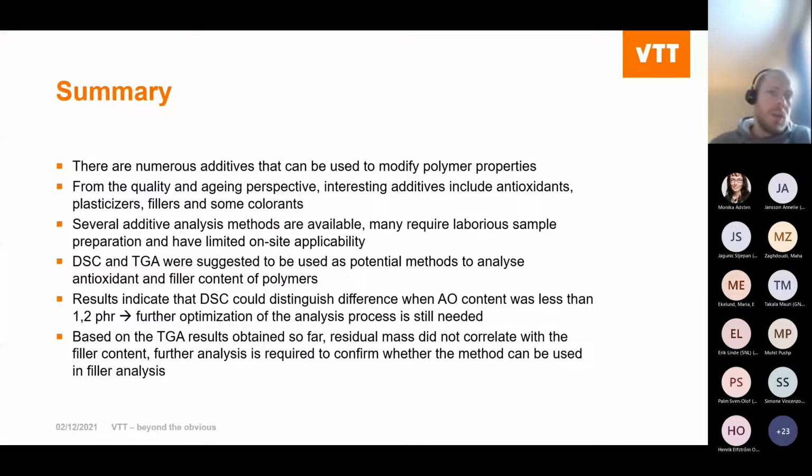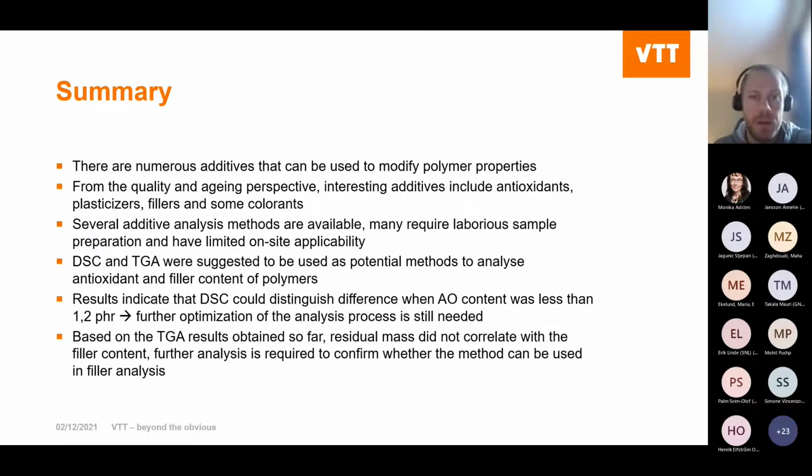So in summary, there are many additives that can be used to modify polymer properties. From the quality and the aging perspective, interesting additives include antioxidants, plasticizers, fillers, and some colorants.